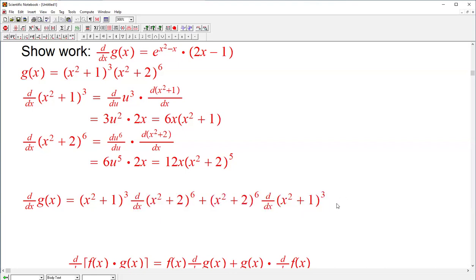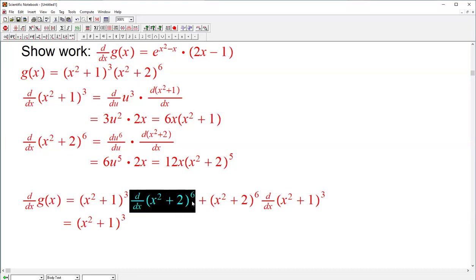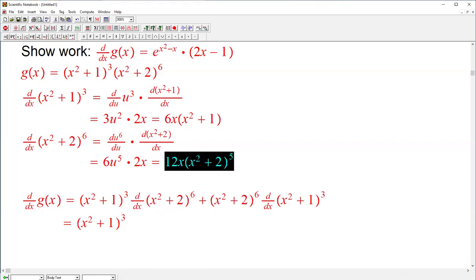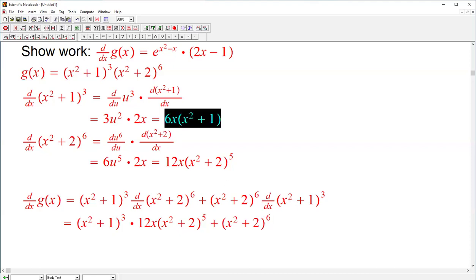So the rest is just substitution. We substitute the answers we get. Here we just copy. And the derivative of x squared plus 2 to the power 6, we have an answer, which we did over here. So we copy and paste and bring that over here. Plus, we keep this here, and the derivative of x squared plus 1 to the power 3, we got the answer over here. So we just plug in.